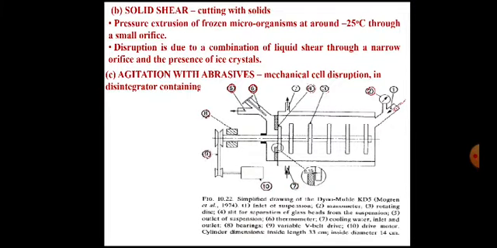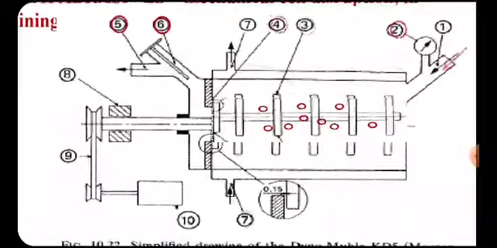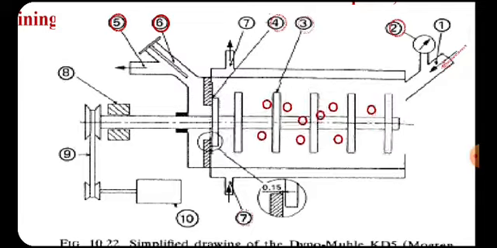Then the other parts are mechanical, that is 8th, 9th and 10th. That includes bearings, then belt drive and the motor. So this is the design of this mechanical cell disintegrator. The slurry is fed in from number 1, and this is how the device is rotating. You can see here, and the red circles you can see inside represent the glass beads.